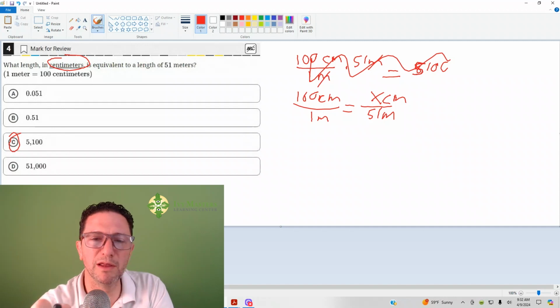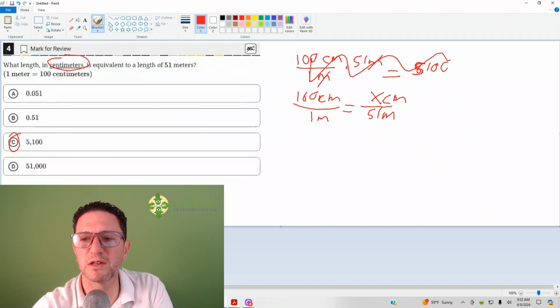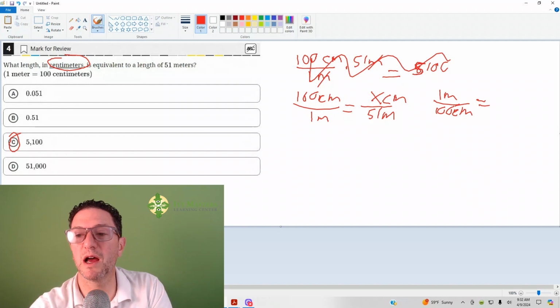Now I'm going to set it up a little bit differently. You could flip this upside down, have 1 meter over 100 centimeters. If that was your first thought, that's fine. But now my meters are on top, so I've got to put 51 meters on top. So meters are both on top, so X centimeters on the bottom.